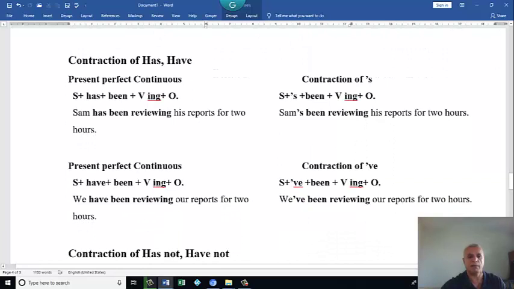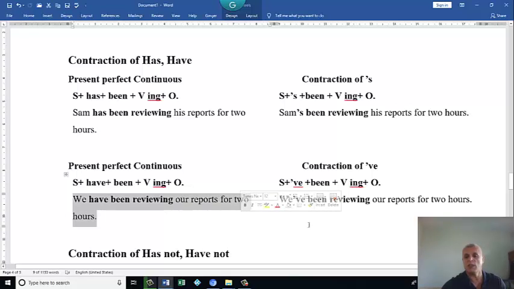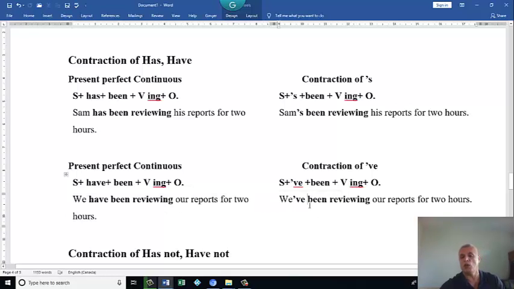Contraction of has and have, like this. Sam has been reviewing his report for 2 hours. You could say Sam's been reviewing his report for 2 hours. Then you could say we have been reviewing our report for 2 hours. Then we say we've been reviewing our reports for 2 hours.